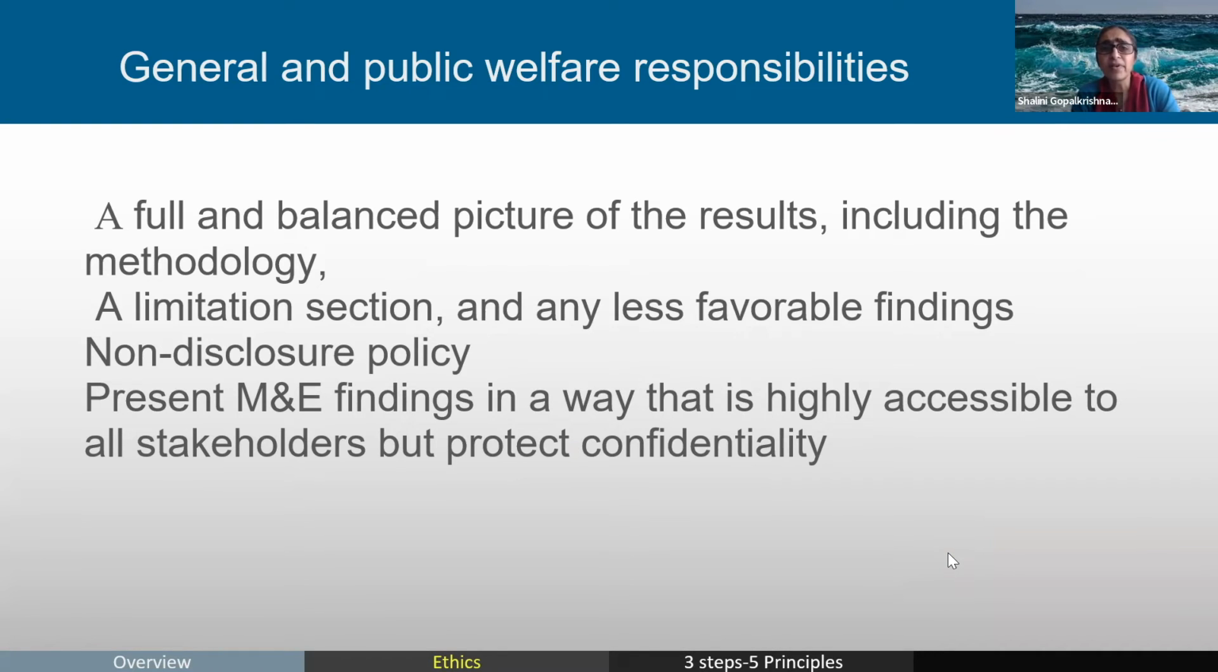The last thing is gender and public welfare responsibilities. Okay, so when you're thinking about the public welfare, you have to make sure that you're giving a balance which is not biased. It's not like, yes, this is so great, fantastic. Always have a limitation section. And if there's something that didn't work out the way we wanted it to, put that. That is integrity. That is showing us that we are being unbiased. Have a non-disclosure policy. And make sure that you don't write the paper in such a way that people cannot read it and understand it, but all the stakeholders have access to it.